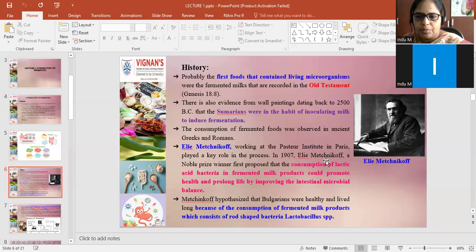Elie Metchnikoff was a scientist at the Pasteur Institute. He was a Nobel Prize awardee, and he mentioned that consumption of lactic acid bacteria in fermented milk products promotes health and prolongs life by improving the intestinal microbial balance. Not only this, he hypothesized that the Bulgarians in particular were healthy and lived long because of the consumption of fermented milk products, which consist of Lactobacillus species.